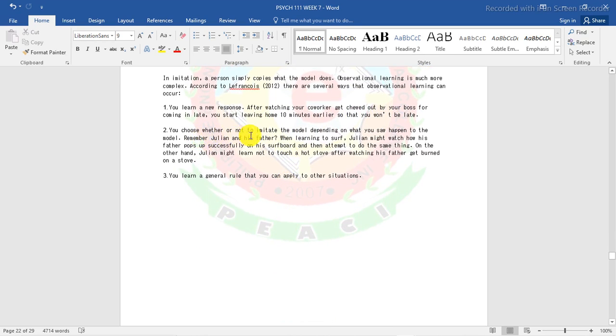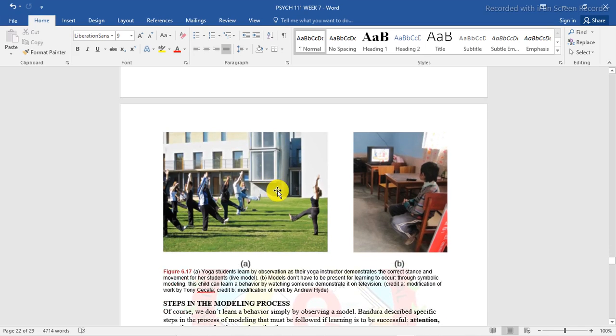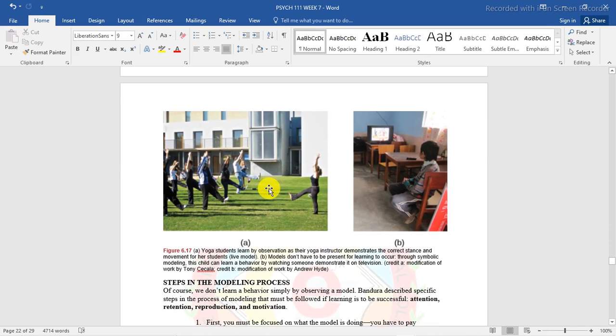Next is, you choose whether or not to imitate depending on what happened to the model. So, ano nangyari, makakapili ka. Next is, you learn a general rule that you can apply to other situations. Nakaka-learn ka, meron ka option kung yung gagawin mo naman. Okay? So, ito yung observational learning.